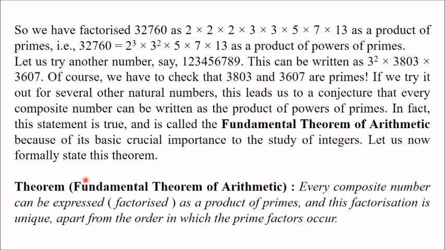Let us now formally state this theorem. The theorem states: every composite number can be expressed as a product of primes, and this factorization is unique, apart from the order in which the prime factors occur.